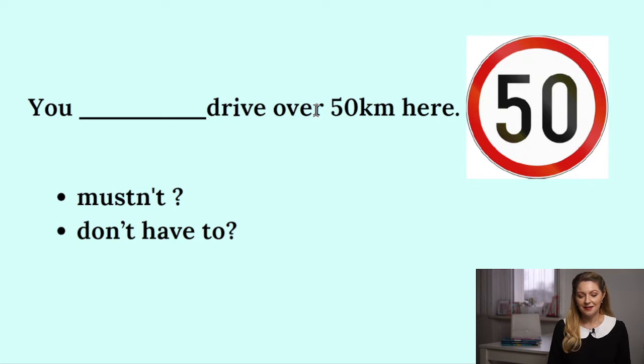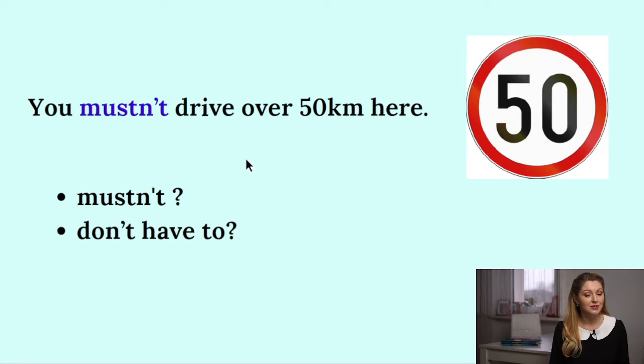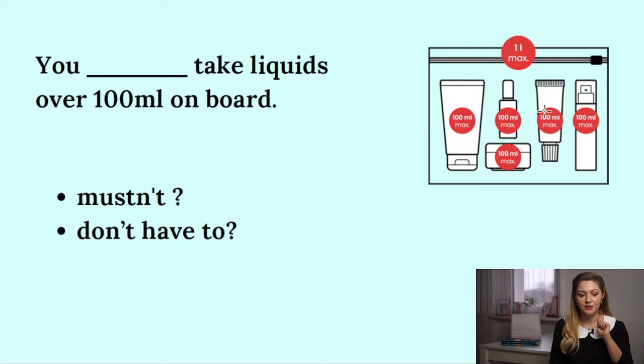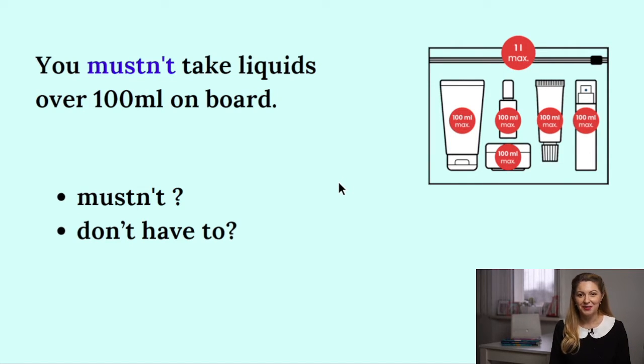What does this sign tell you? You mustn't drive over 50 kilometers here, or you don't have to drive over 50 kilometers here. What is your variant? Mine is you mustn't drive over 50 kilometers here. What about this picture? What does it tell you? You mustn't take liquids over 100 milliliters here on board, or you don't have to take liquids over 100 milliliters. What is your option? Mine is you mustn't.